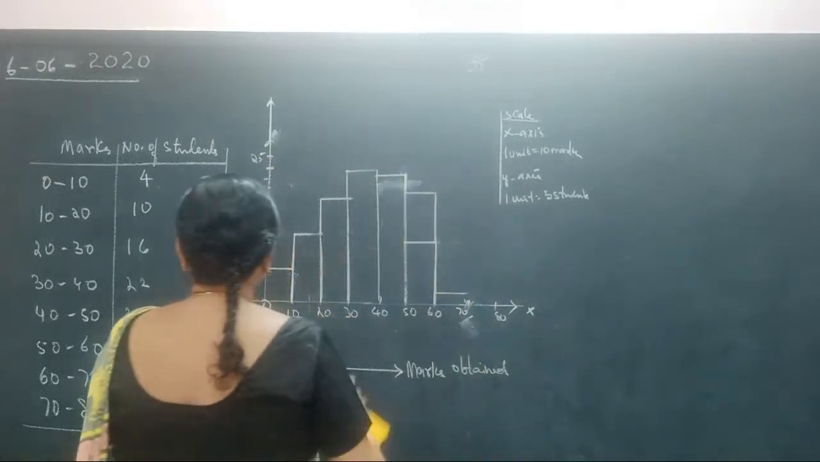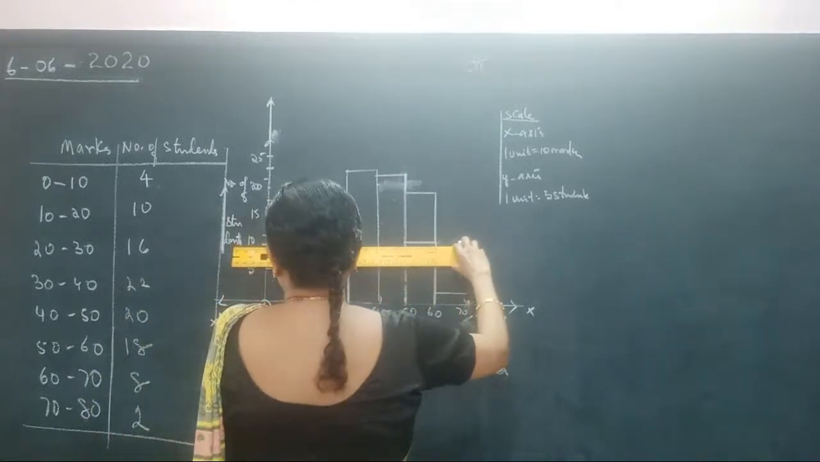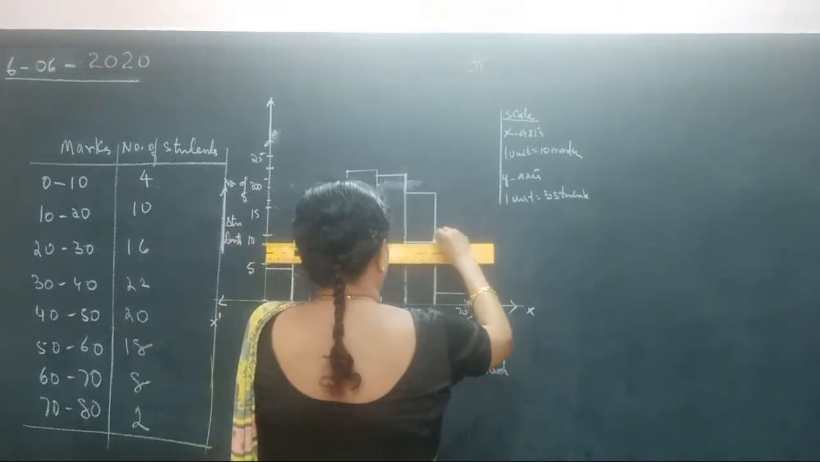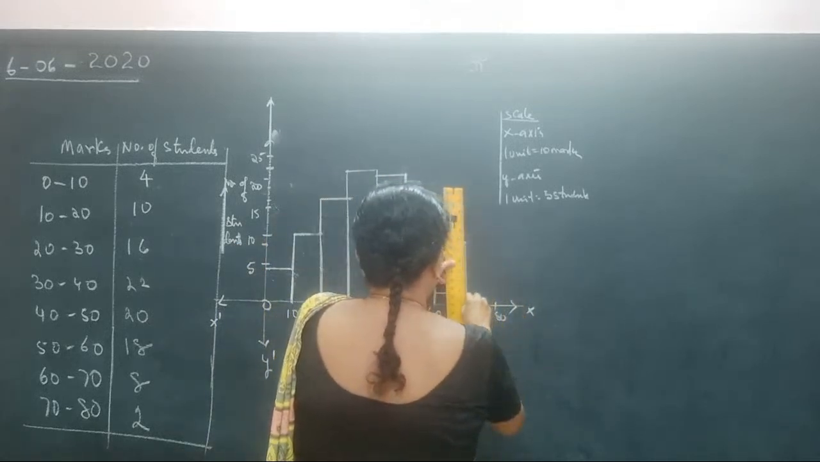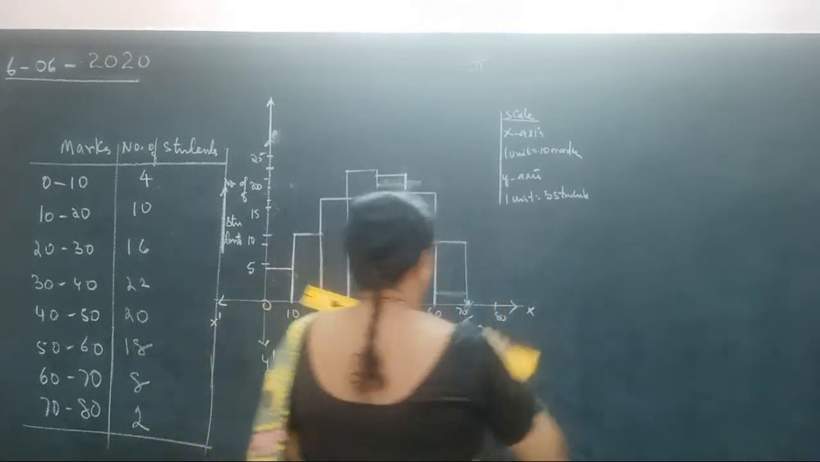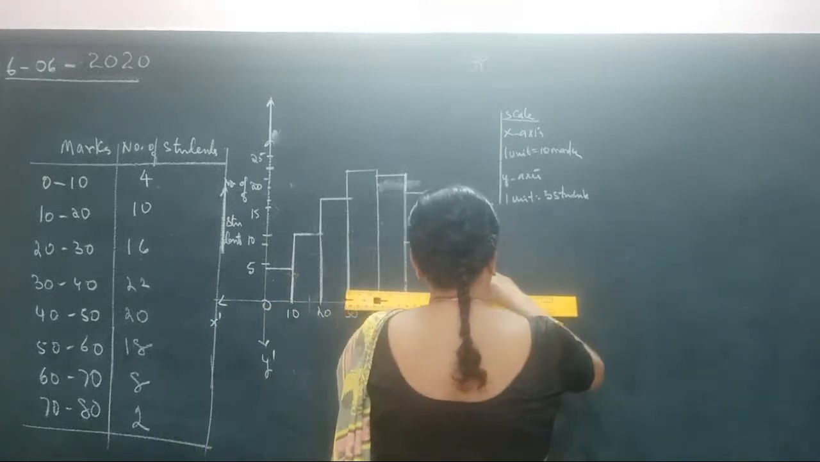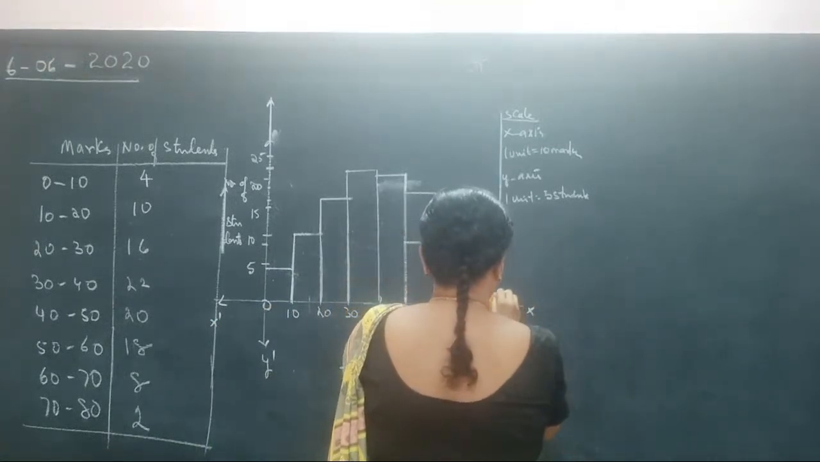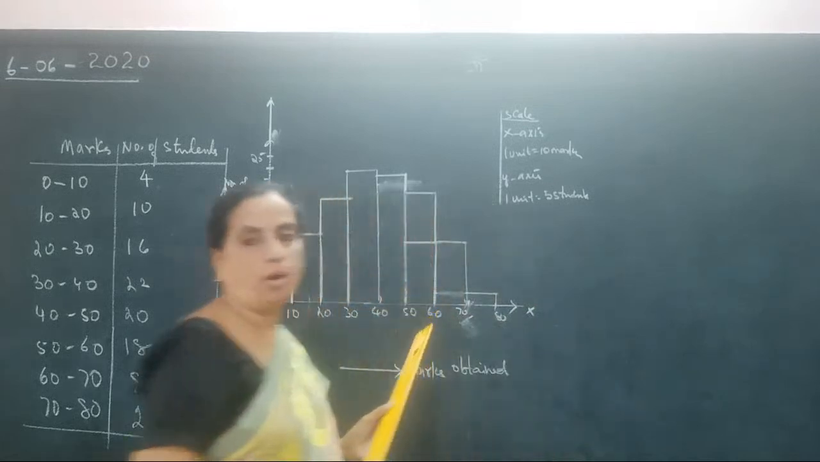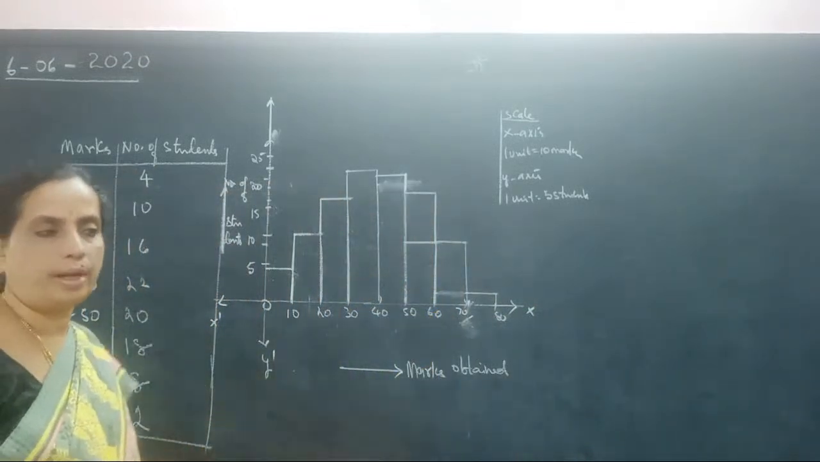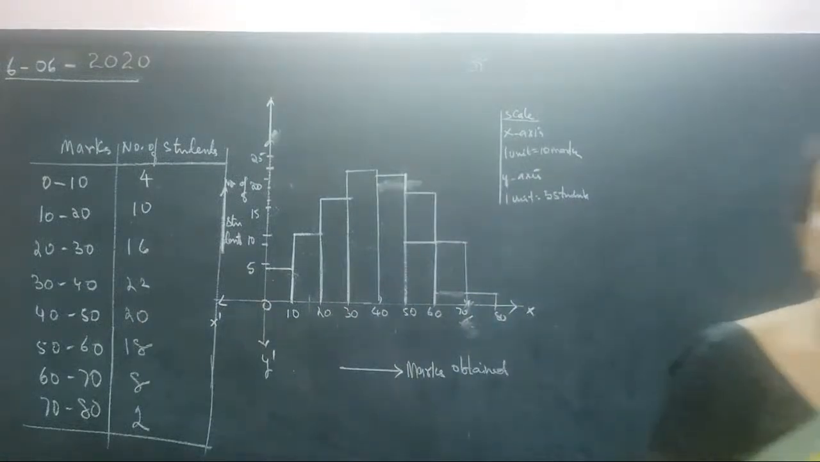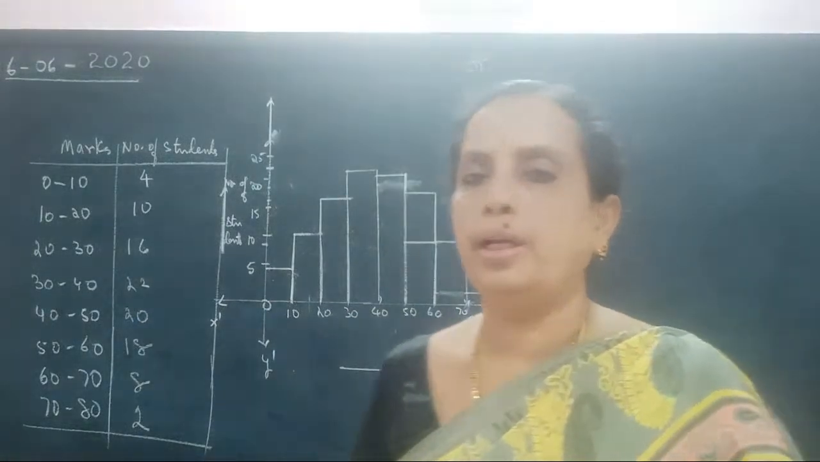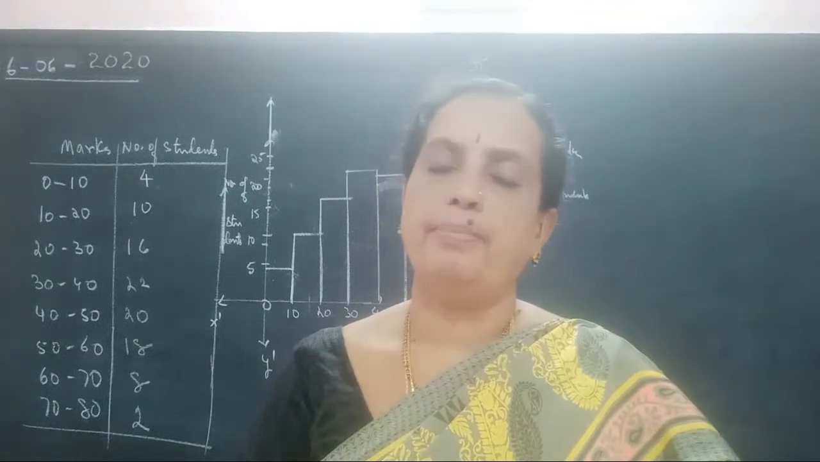After 18 it is 8. After 8, it is 2. Is it clear? We call this graph a histogram. Now I will give the explanation of how you will get a frequency polygon using a histogram.